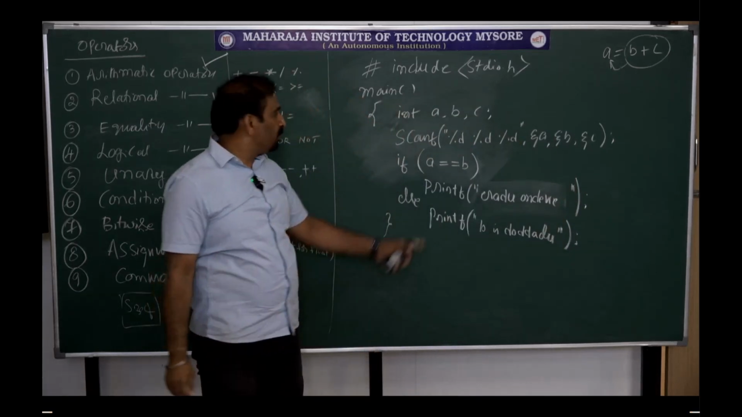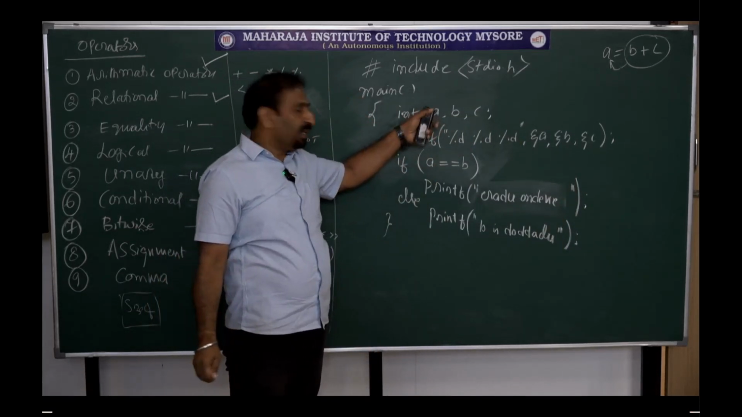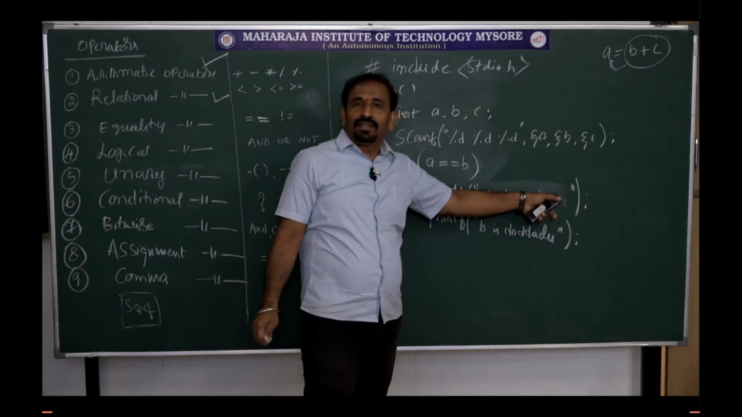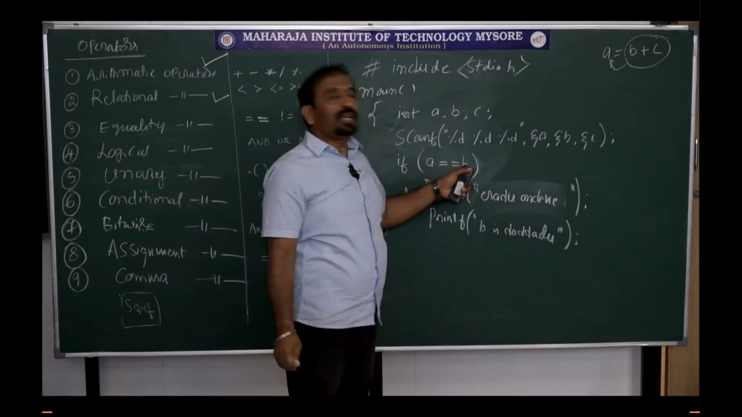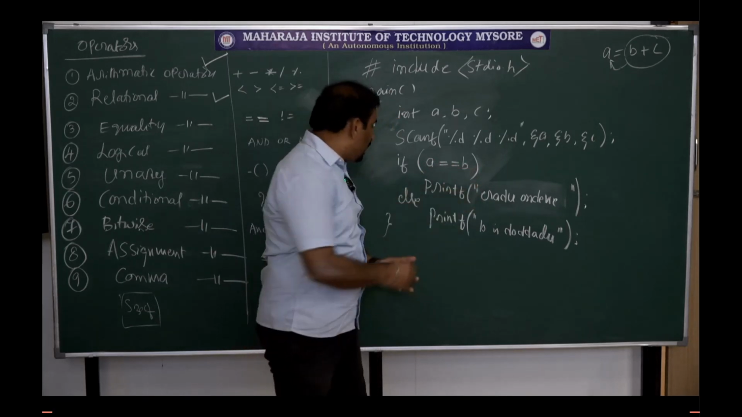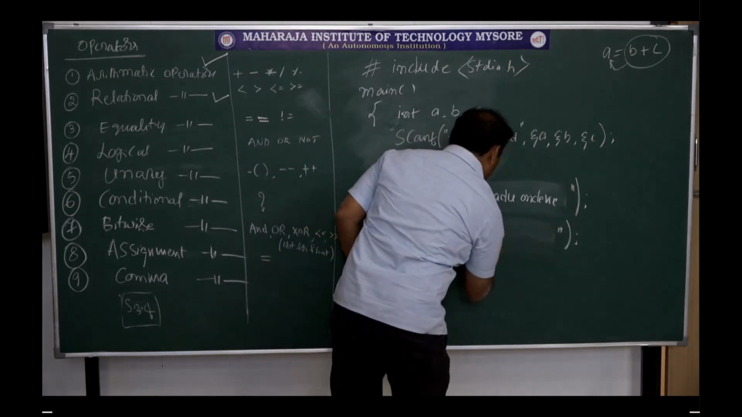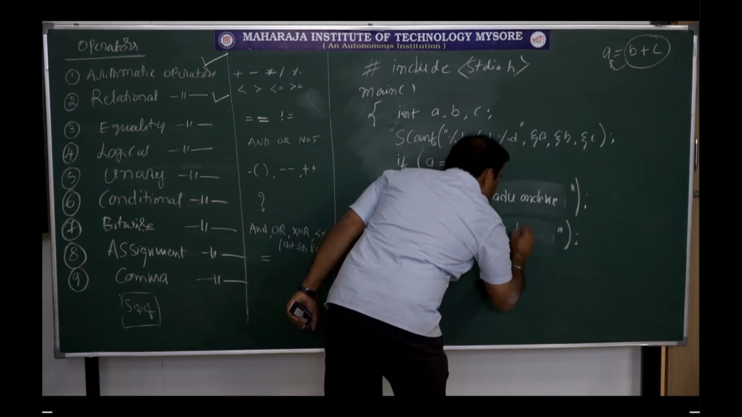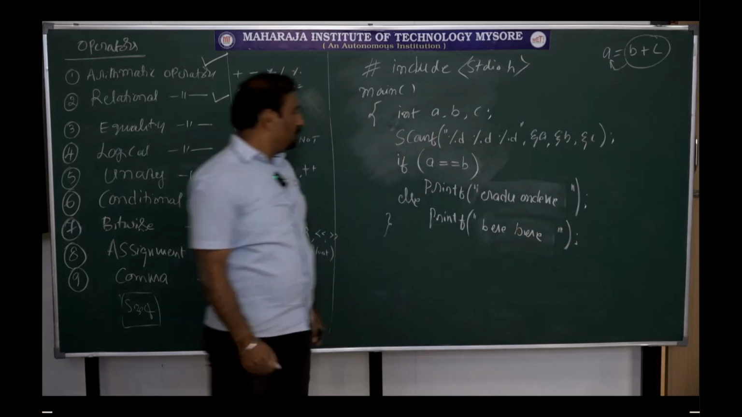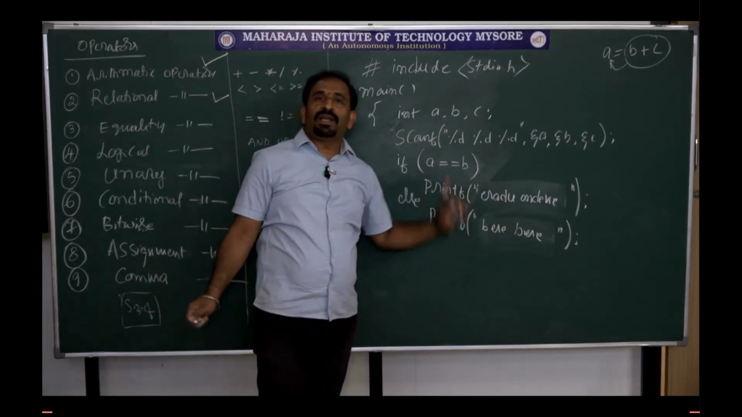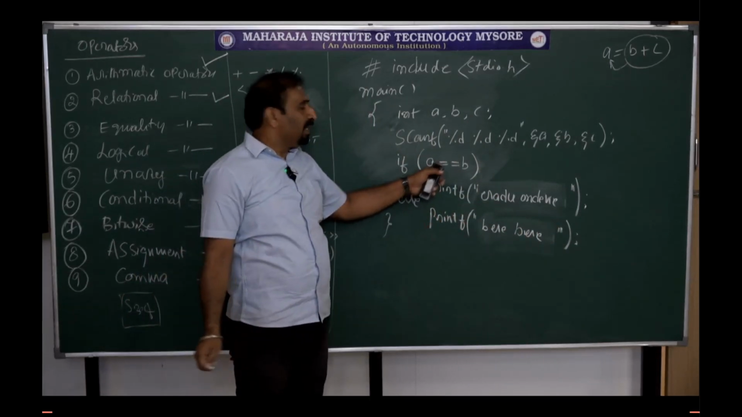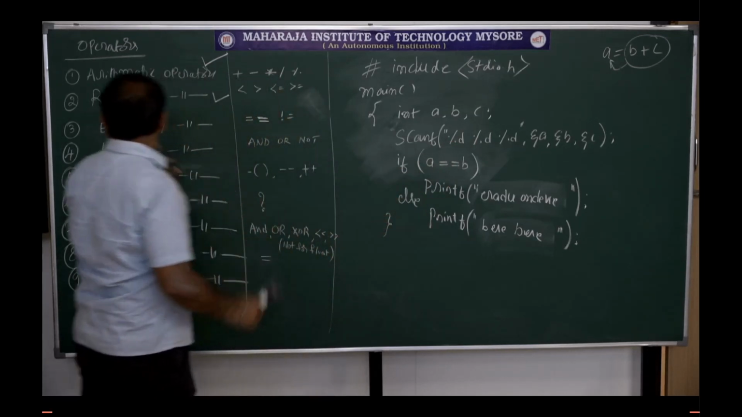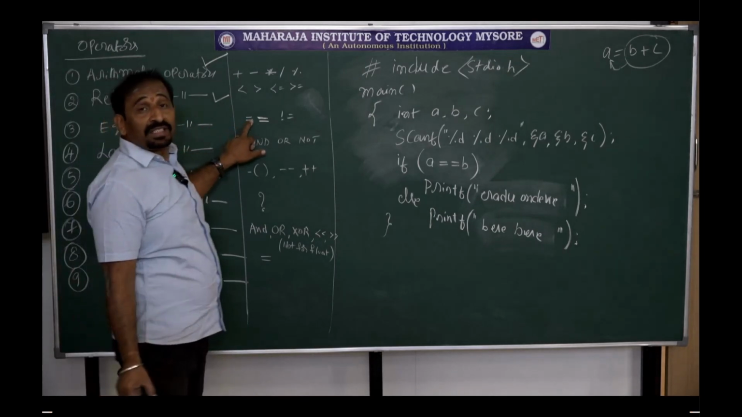now I am printing something. If A equals B, printing that the two are the same, that is, A and B are equal. Else printf, they are different. It means A and B are not equal. So therefore equality is being used like this.